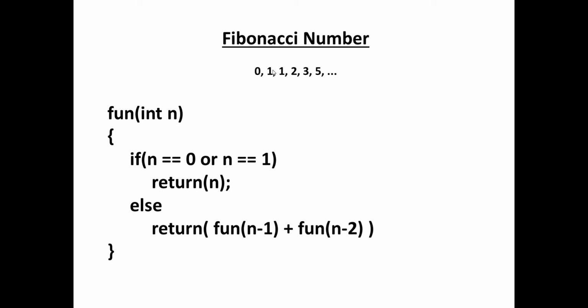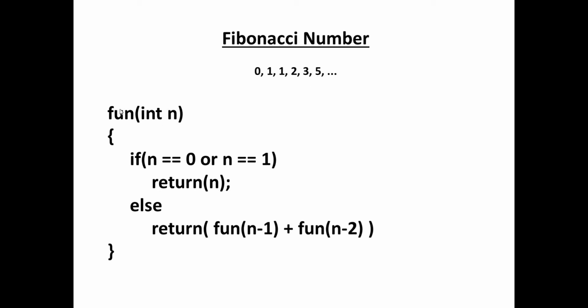Like we have 0 and 1 fixed, the next will be the sum of these two, 0 plus 1, which will result in 1. Again the next will be the sum of the last two, that is 1 and 1, which will return 2. Then the next will be the sum of the last two, that is 1 plus 2, which will give 3. Then 2 plus 3, that will give us 5.